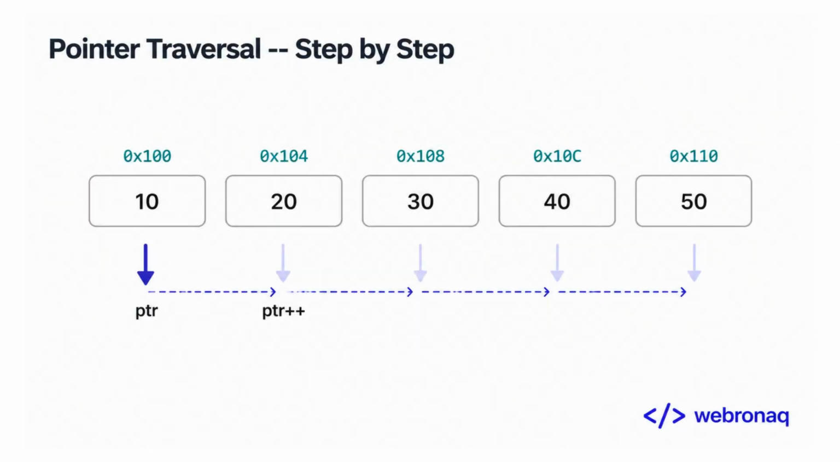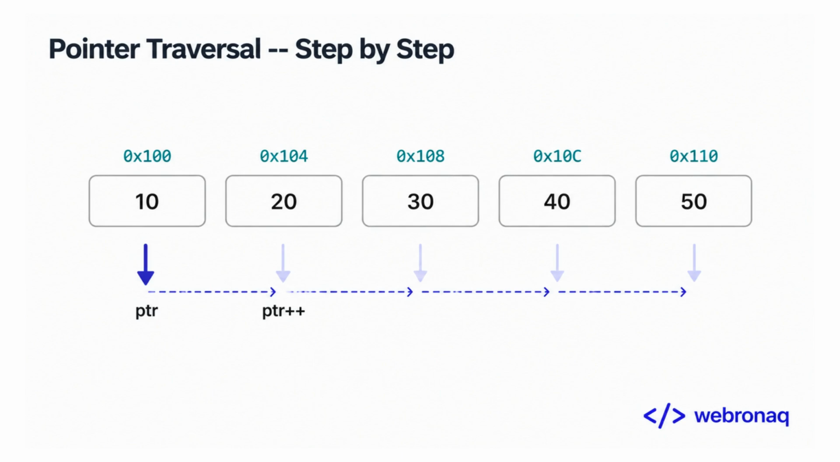Alright, now let us walk a pointer through an actual array step by step. We have 5 integers stored at addresses: hexadecimal 100, hexadecimal 104, 0x108, hexadecimal 10c, and 0x110. Each is 4 bytes apart because an integer is 4 bytes wide. Our pointer, ptr, starts at 0x100, pointing at the first element, which holds the value 10.